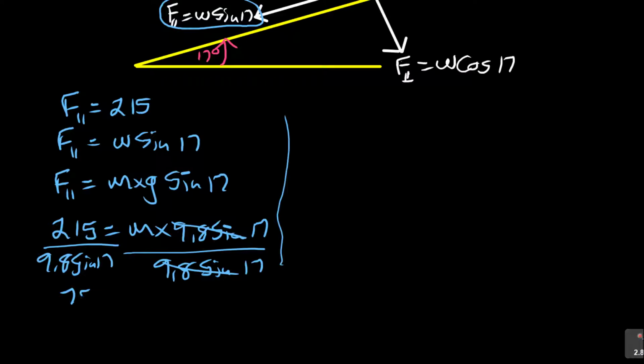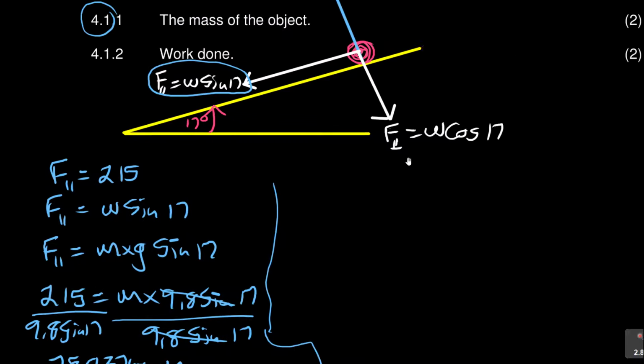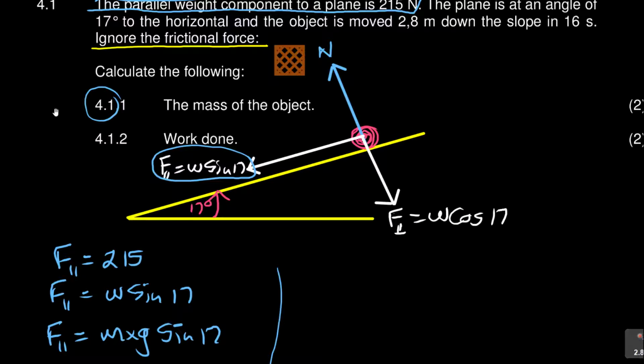So 75,037 is equal to m. So what is that? That is the mass of the object. That's what they're saying. So you're going to say, therefore, mass of object is equal to 75,037 what? Kilograms. Don't forget the units. It's wrong for me to leave it like that. It must be in kilograms because there is always the unit after the answer. Now 4.1.2 work done.